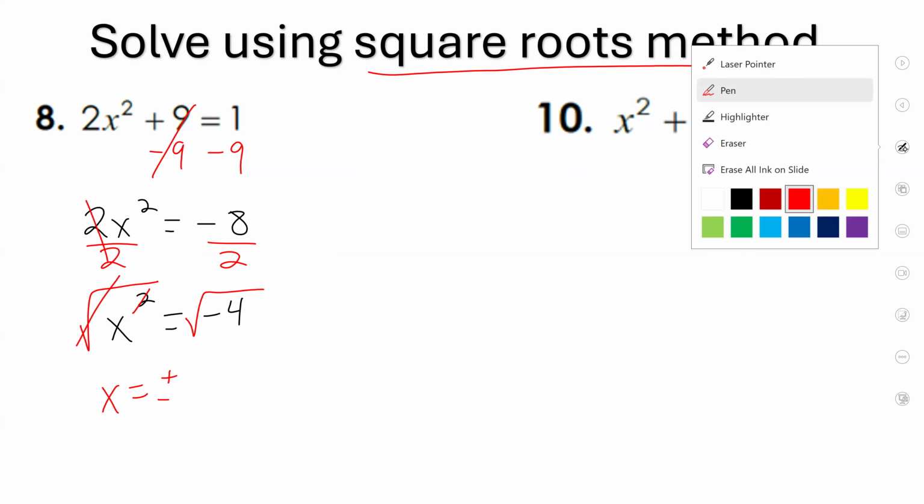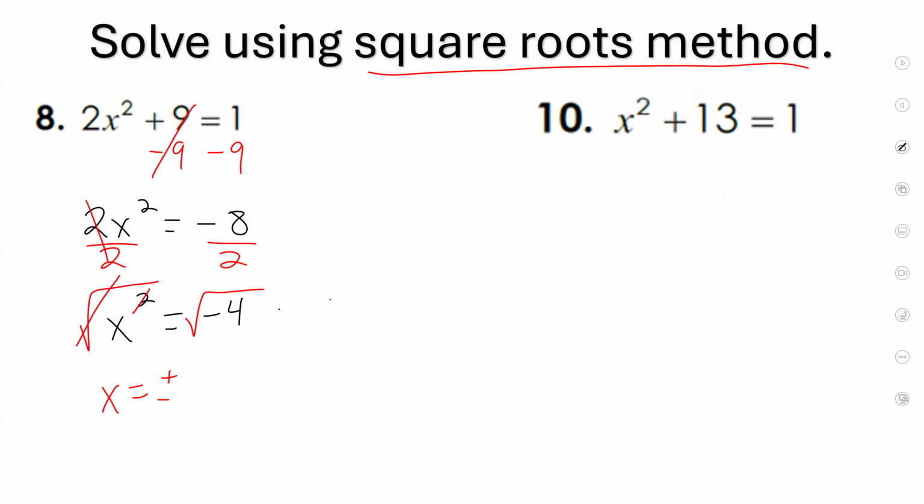Now we're going to apply what we just practiced. I'm going to rewrite the square root of negative 4 as the square root of negative 1 times the square root of 4. What is the square root of negative 1? i. What's the square root of 4? 2. So that's your answer.